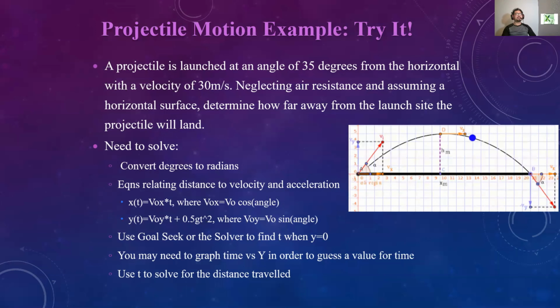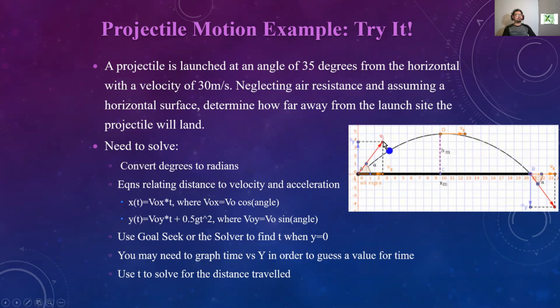If we see the animation here, as you can see, the blue ball is our projectile. It's been launched at an angle of alpha, which is 35 degrees. And here V sub i is our initial velocity, which is 30 meters per second in this case. And it will go this distance. Here x sub m is our horizontal distance. We have to calculate that.